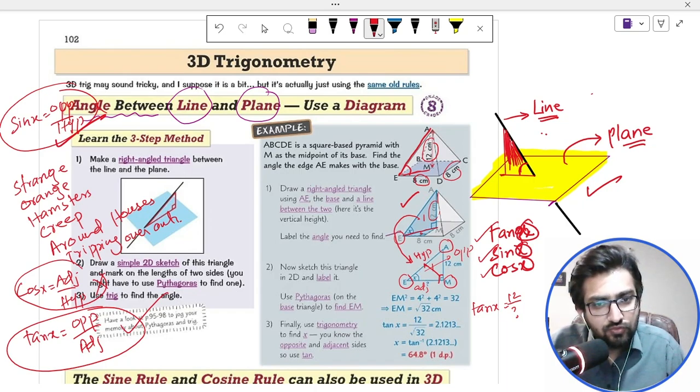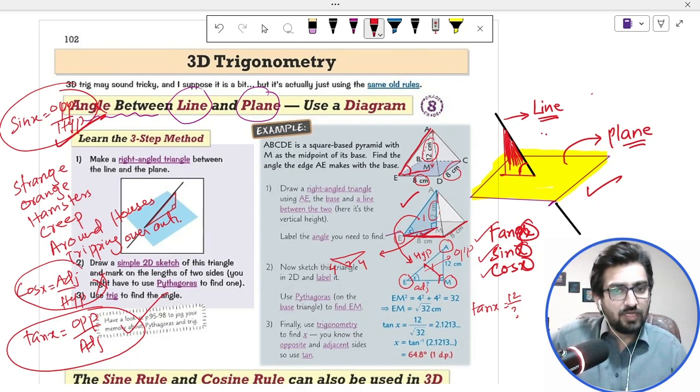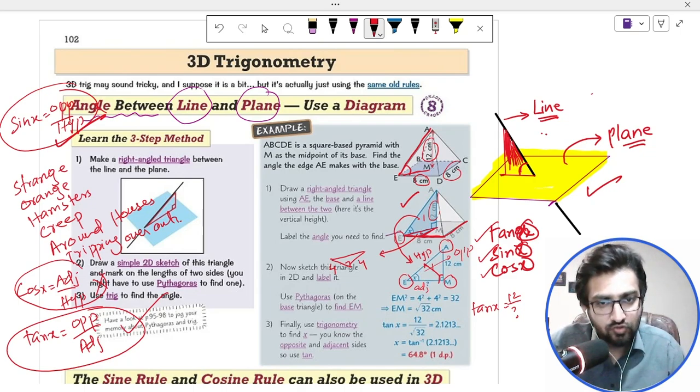For that we will use triangle 2, a right angle triangle, that is EM. By the way, half of this total 8 is 4, so this is 4, and half of this line is also 4. And now you can apply Pythagoras theorem here. The longest side which we want to find, so EM square equals 4 square plus 4 square.